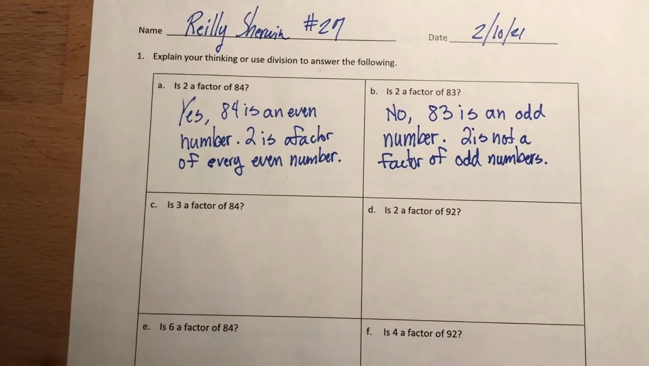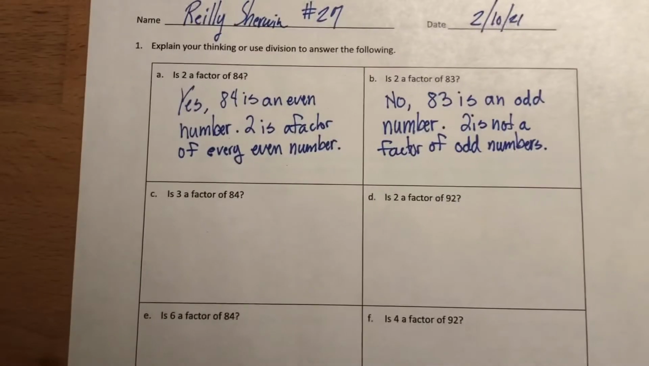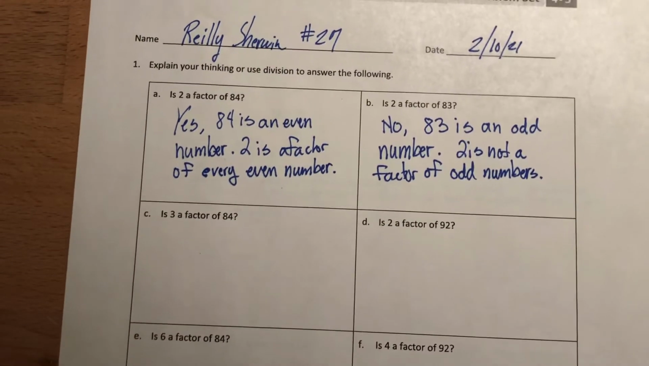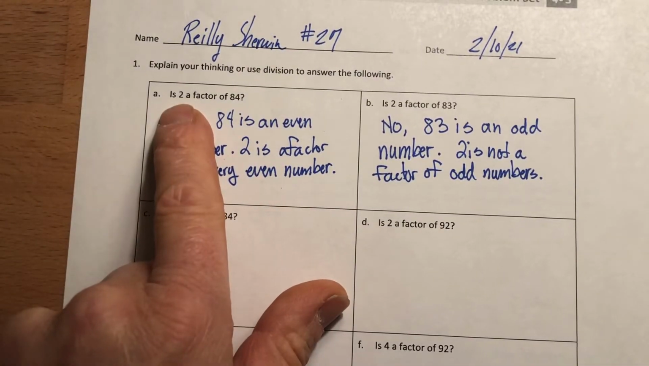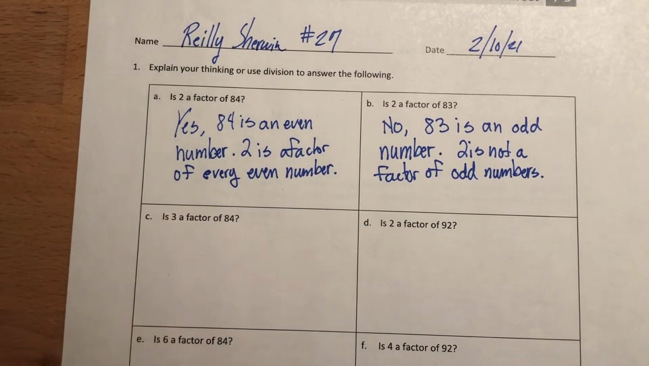Now let's take a look at C. Is 3 a factor of 84? You might think right off the bat, well, no, 84 is an even number, so there's no way 3 could be a factor of that. Well, we have to hold our horses, okay? Because I know that 3 times 4 is equal to 12, and 12 is an even number. So I don't know right off the bat. With the number 2, it's pretty easy. If it's an even number like 84, 2 is a factor of that. If it's an odd number, 2 can't be a factor, because you wouldn't get whole numbers. But with 3, I don't know, so we're going to have to test this one out.